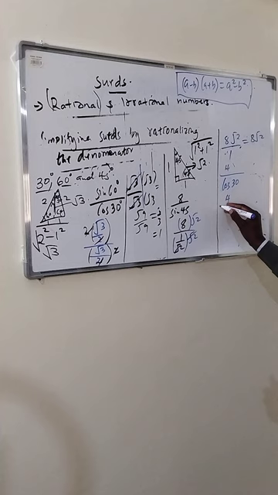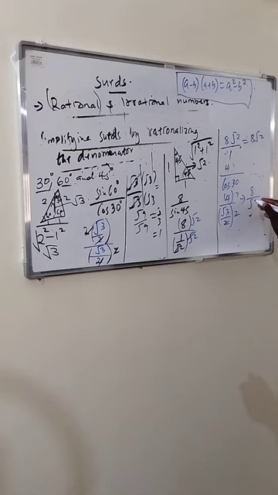Cos is adjacent over hypotenuse. This is a different example. So adjacent is root 3, hypotenuse is 2. So you multiply this by 2 over 2. So that gives us 8 over root 3. So this one is not simplified. You multiply by root 3 over root 3. So you have 8 root 3 over 3. So that is how you simplify that.